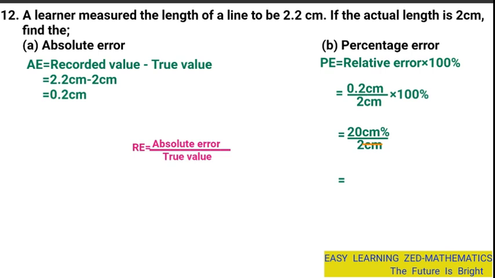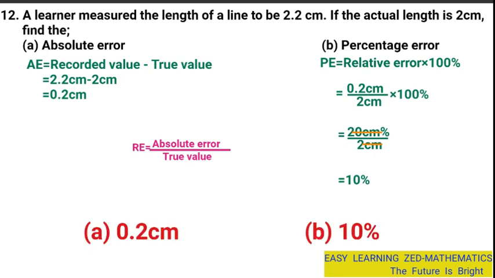Then we say 20 centimeter percent divided by 2 centimeter gives us 10%. The centimeter at the bottom and the centimeter on top cancel each other. Then 20 divided by 2 gives us 10, and the percent remains, so we put the percent sign next to 10. So in this question, 12A was 0.2 centimeter and 12B was 10%. Let's go to question number 13.